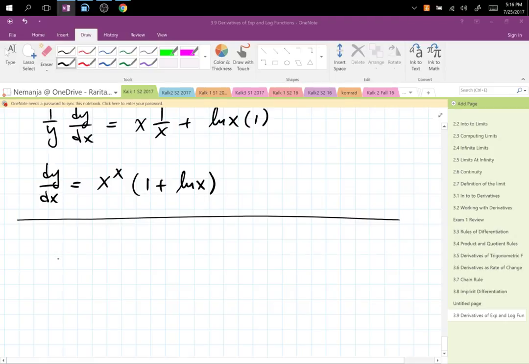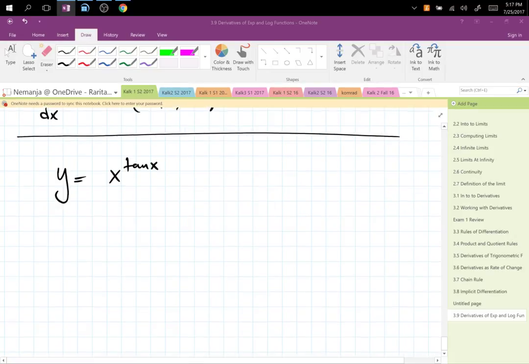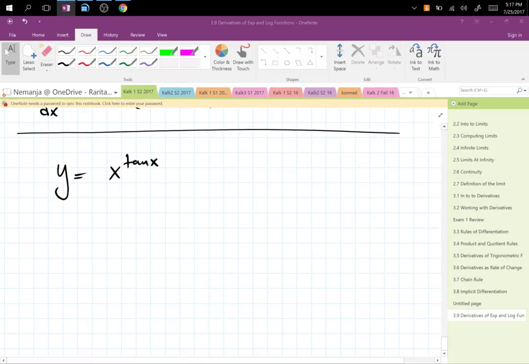So here is the example for you. y equals x raised to the tangent x. So now you know that you're supposed to ln both sides. Break it off. Let's go.